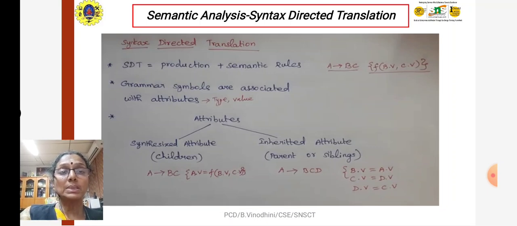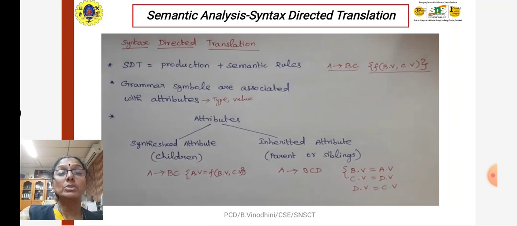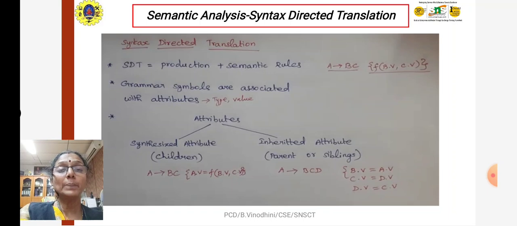There are two types of attributes: synthesized attributes and inherited attributes. What are synthesized attributes? When a particular variable gets its value from its children, it is called a synthesized attribute. Inherited attributes can get the value from either the parent or from a sibling. For example, with the production A tends to BC, the value of A is obtained from its children B and C.